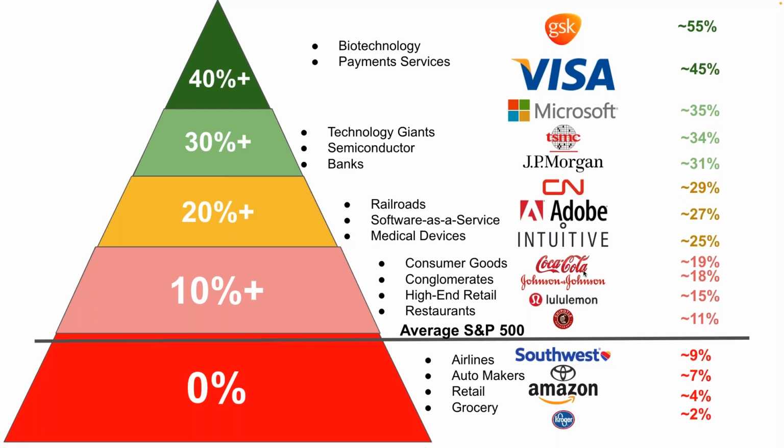So if we were in the grocery business, it would be realistic to assume a net profit margin of, say, 2 to maybe 4%, which is what Kroger and Amazon have. Conversely, if we were in the software business or the medical device business, it's reasonable to assume that we could get to a profit margin in the 20s, perhaps. But either way, we need to make an assumption about the ultimate profitability that the company can generate.